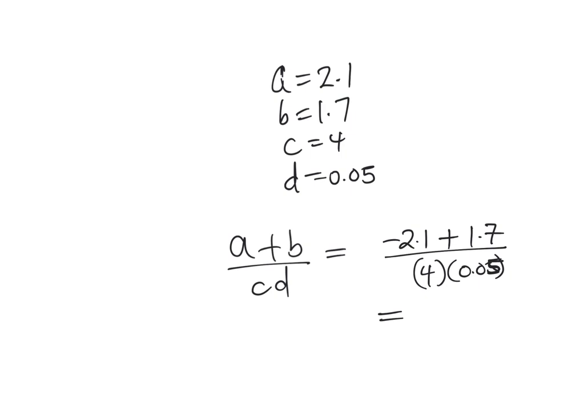So negative 2.1 plus 1.7. Let's take care of that right away. That's like doing 2.1 minus 1.7, which is 0.4 with a negative, divided by, and then you have 4 times 0.05. That's 0.2. So you have 0.4 divided by 0.2. So this is going to become negative 2 at the end of the day for that particular problem.